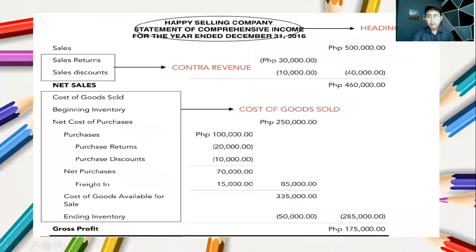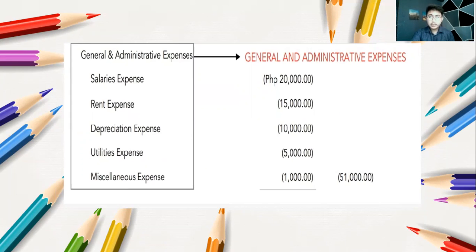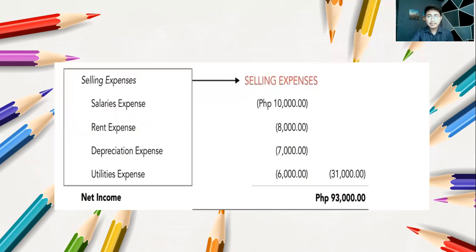Okay, wait. So 175 minus the general administrative expenses, which is 51,000 pesos, and minus din po natin sa selling expenses natin na 31,000 pesos. And we will have a net income of 93,000 pesos. So ibig sabihin po, meron po tayong net income. Ibig sabihin, positive po yung result ng company natin. So hindi tayo lugi sa kumpanya.